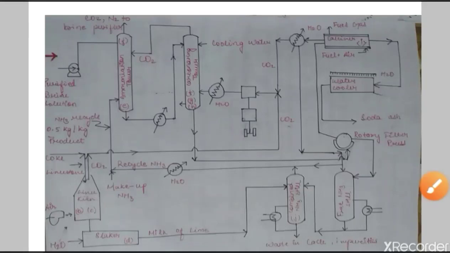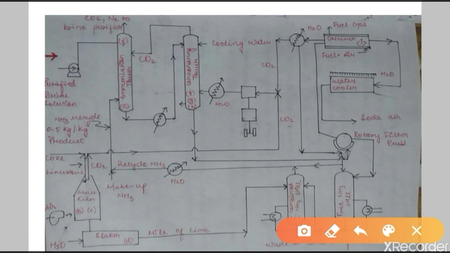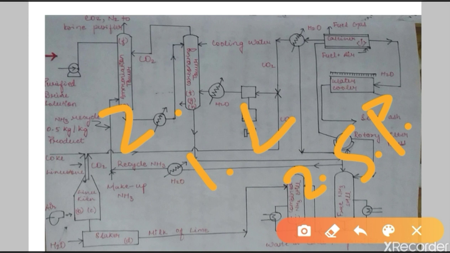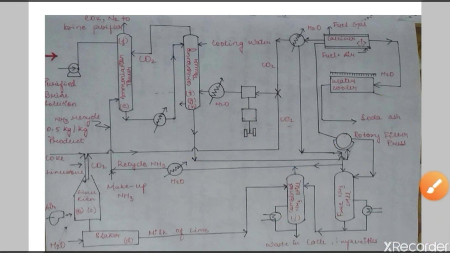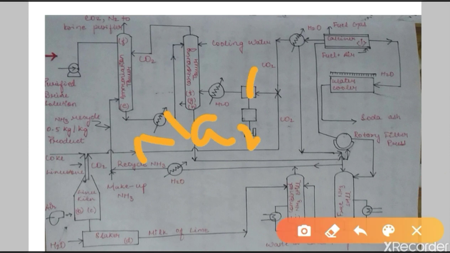In this lecture, we are going to study the production of soda ash. Soda ash is widely produced with the help of mainly two processes. First one is Leblanc process and the second one is Solvay process. And today we are dealing with the Solvay process. So soda ash is nothing but sodium carbonate, that is Na2CO3.